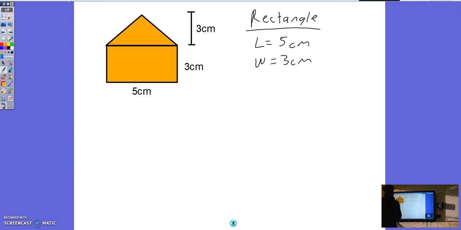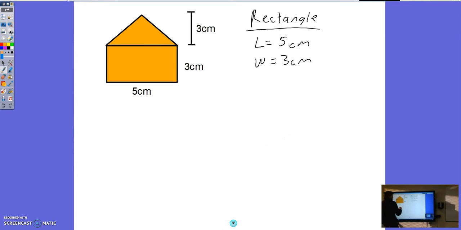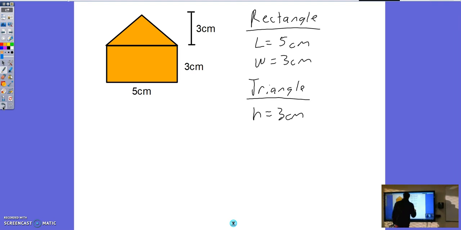To find the area of the triangle, looking at our area formula, we need to have its base length and its height. So we have the height given here as 3 centimeters. Okay. Now the base is this length here. Okay. Which you'll notice is the exact same length as this length here, which is 5 centimeters. So we know that the base length of the triangle is also 5 centimeters. Now we know we have all the correct dimensions.